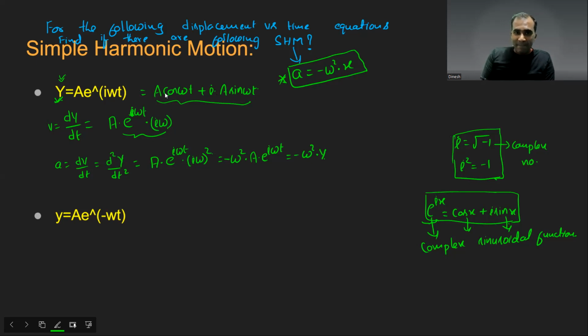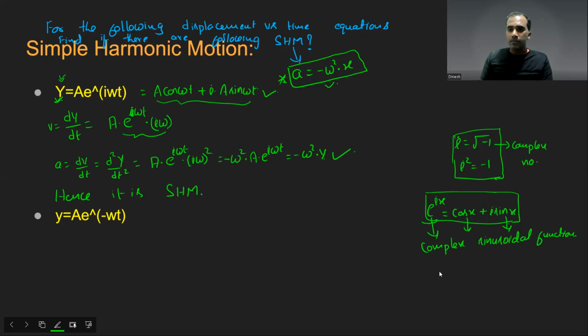Okay. See this one? a equal to minus omega square y. This is satisfied. Perfect. And it is also sinusoidal. Displacement should be sinusoidal. Yes. So hence this is satisfying. Hence, whatever equation is given, it is SHM. It is satisfying simple harmonic motion.